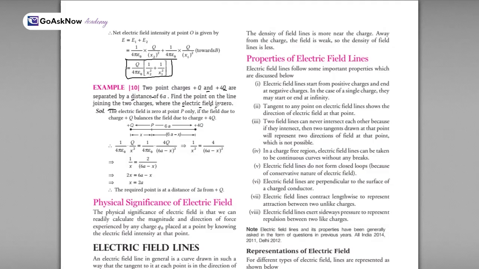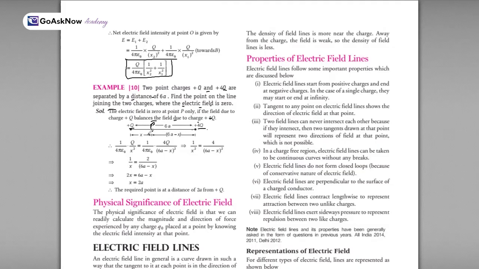A point on the line joining two charges can be between them, or it can be away from the two charges, like on the right hand side or left hand side. So we have to see where the charge is placed. We have drawn here that plus Q is there and plus 4Q is there, and the distance between them is 6a. Suppose we have the point P as this point, where the net electric field value due to both charges will be equal to 0.